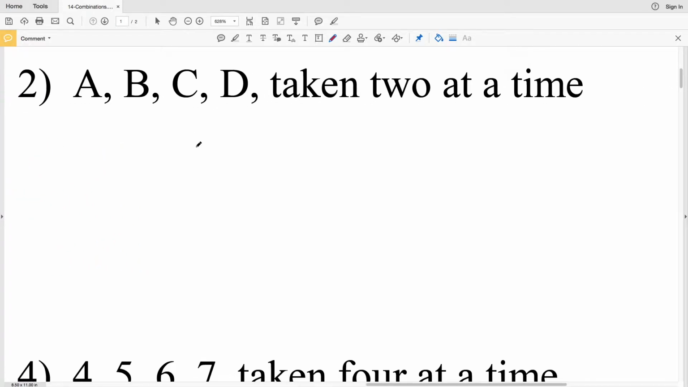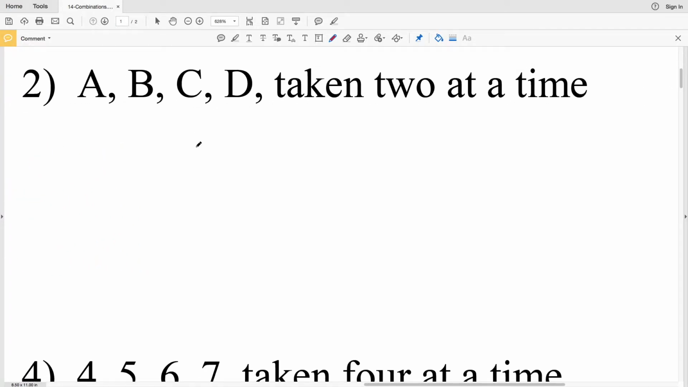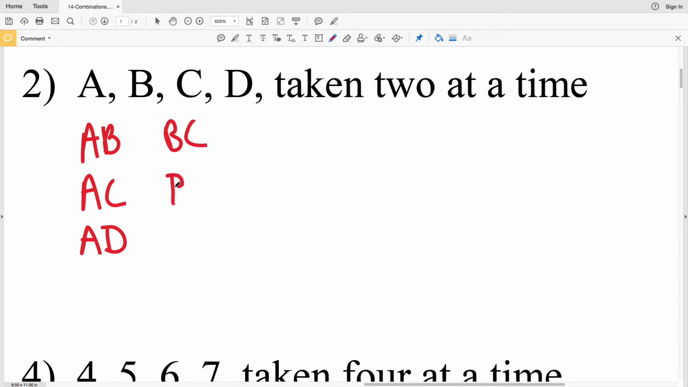In number 2, we have A, B, C, and D taken 2 at a time. So we can take A with B, we can also take A with C, and we can take A with D. Now let's look at the letter B. Well, B has already been with A, so we don't need to repeat that. Let's look at B with C. B has not been with C yet, so we'll have B, C, and B also hasn't been with D yet, so we'll also have B, D.